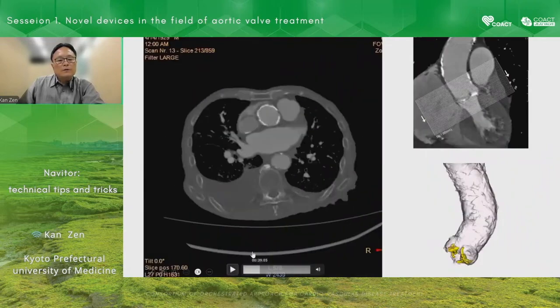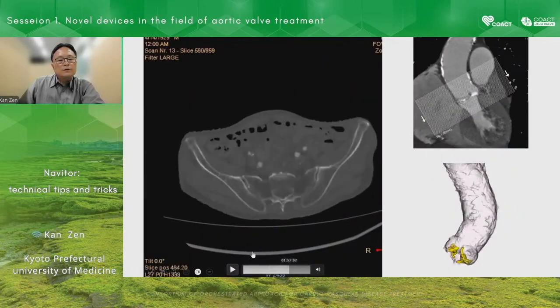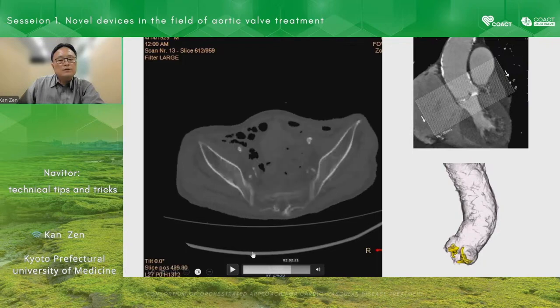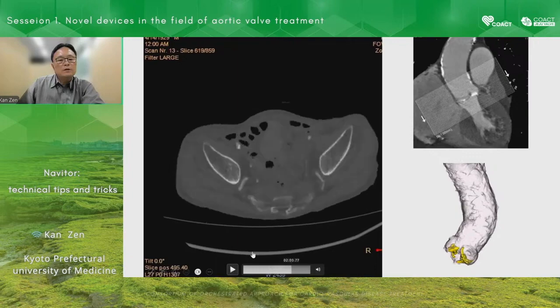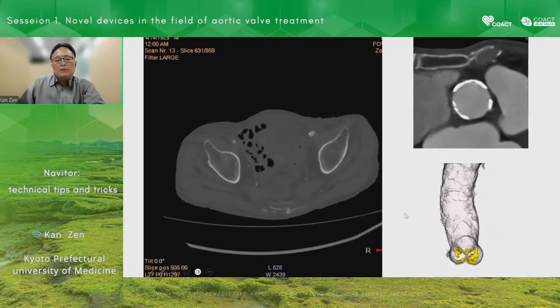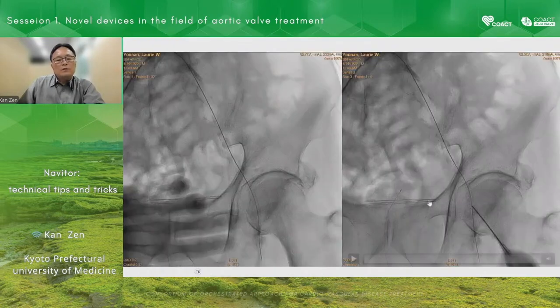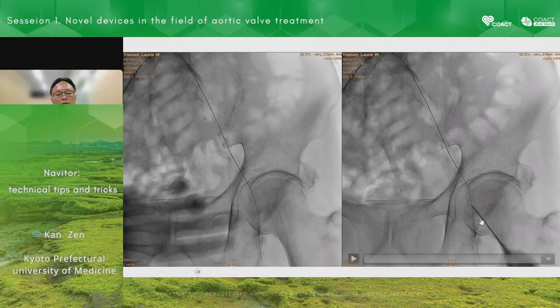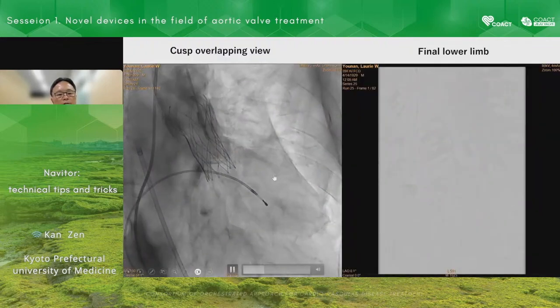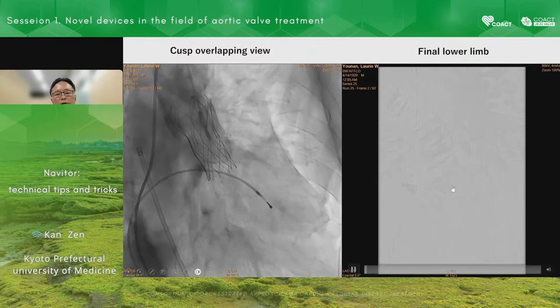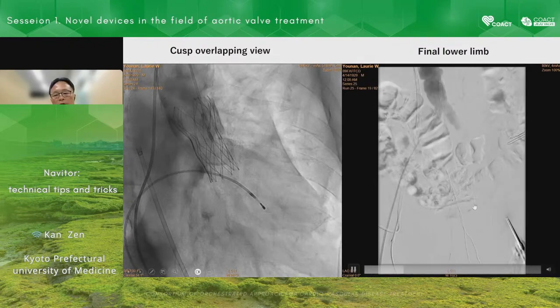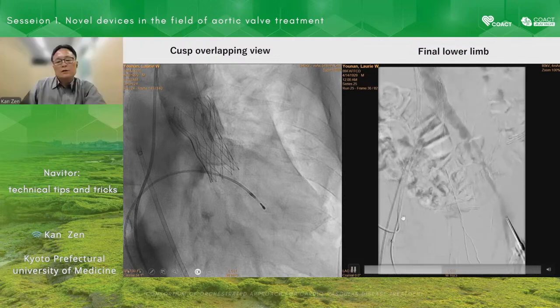and from the axial CT, the lower limb artery is quite small like this. But we can perform the TF TAVR from the left groin. Carefully, I puncture the left femoral artery using the guidance. I successfully implant this valve like this, and this is the final angiography of the lower limb.